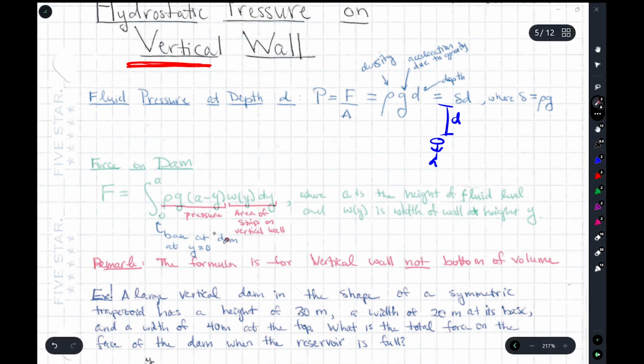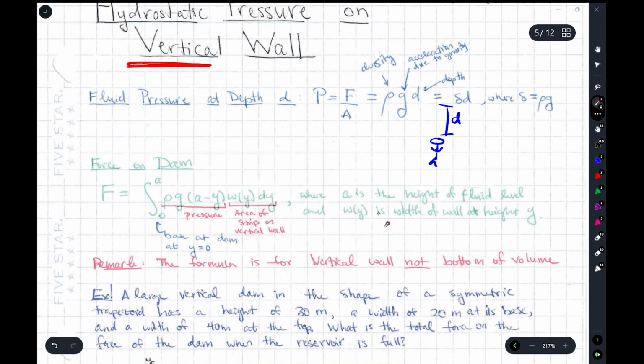And so the formula for the force on a dam, or any vertical wall for that matter, is going to be the integral of rho g (a minus y) w(y) dy, where a is the height of the fluid level, and w(y) is the width of the wall. This w(y) dy is the area of a strip on the vertical wall. So you'll take the pressure and multiply it by the area of a strip on that vertical wall to get the total force, because pressure is force over area, and so the total force is pressure times area, and that's what you're doing over here.